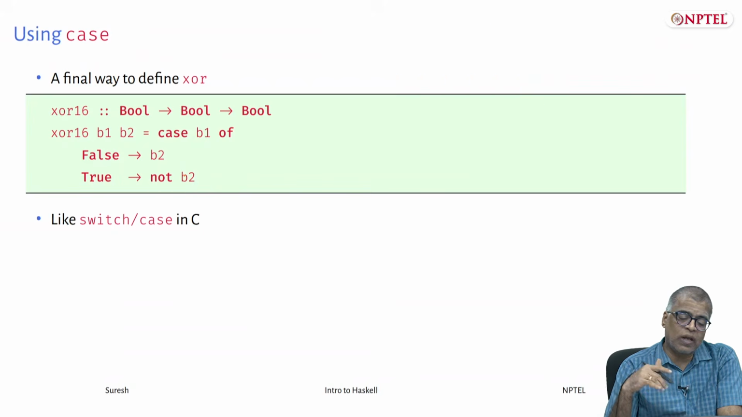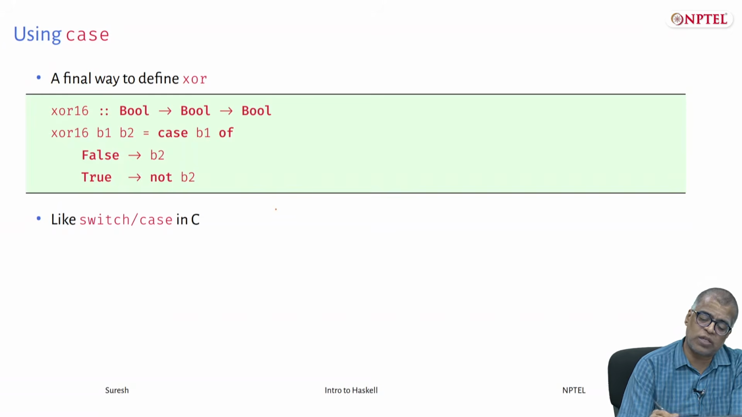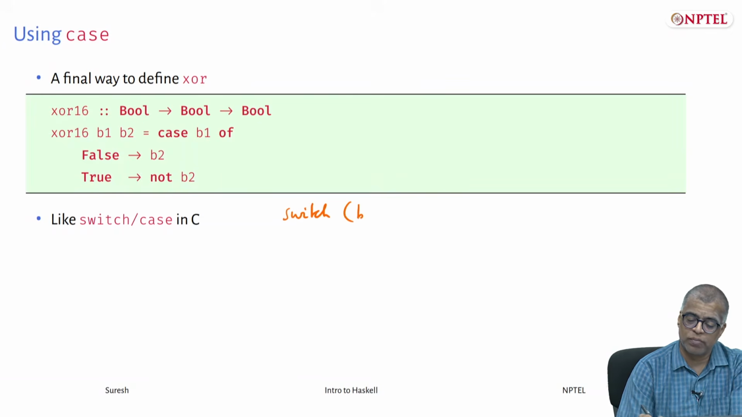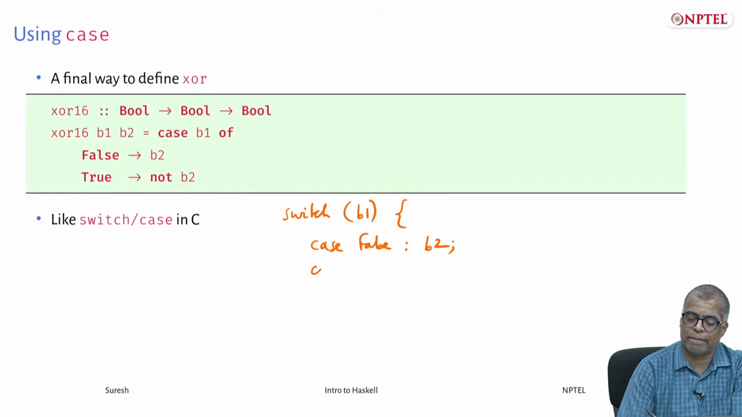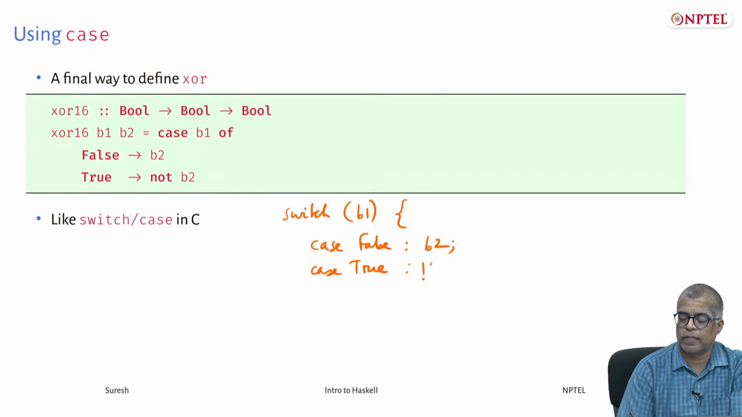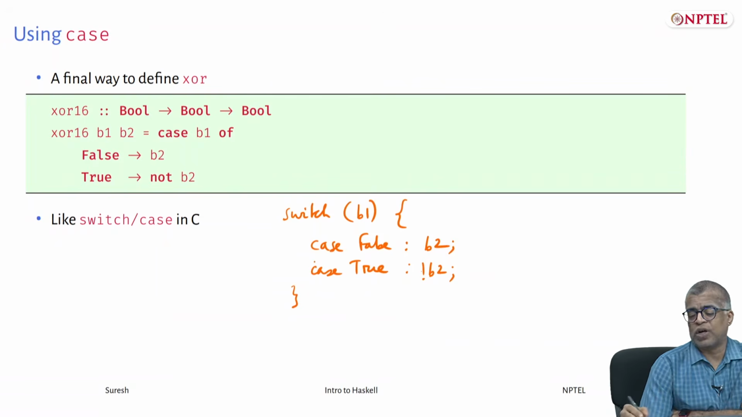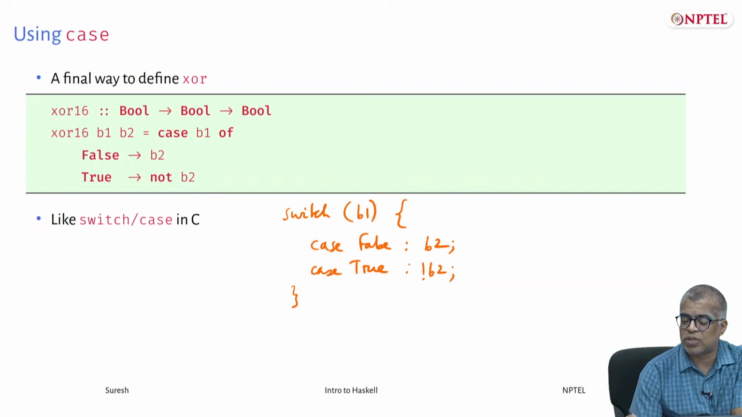expressions. Finally, this is like switch case in C or Java. So you will say switch B1 case false, even though in C you do not return expressions, these are statements, so you cannot just say B2, you have to say something like return B1, return not B2, etc.